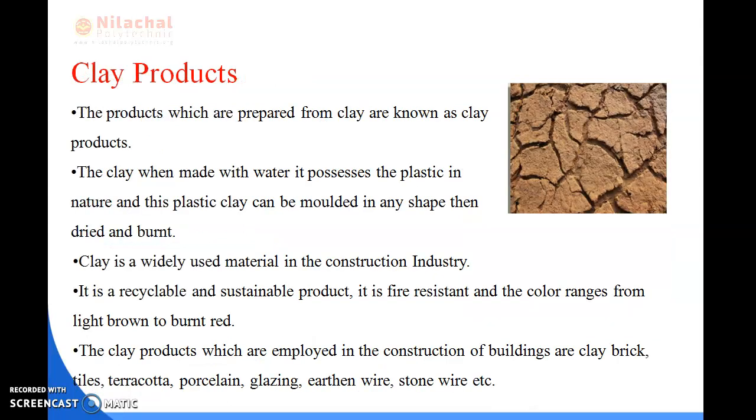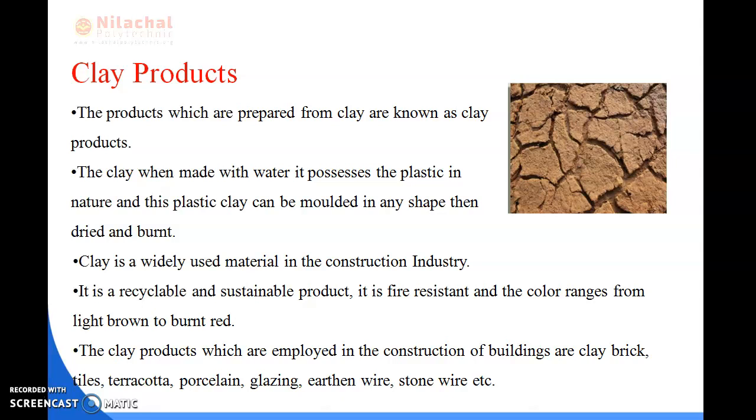So next we will be reading about clay products. As I have already discussed what we mean by clay in chapter 2, that is bricks, the products which are prepared from clay are known as clay products.